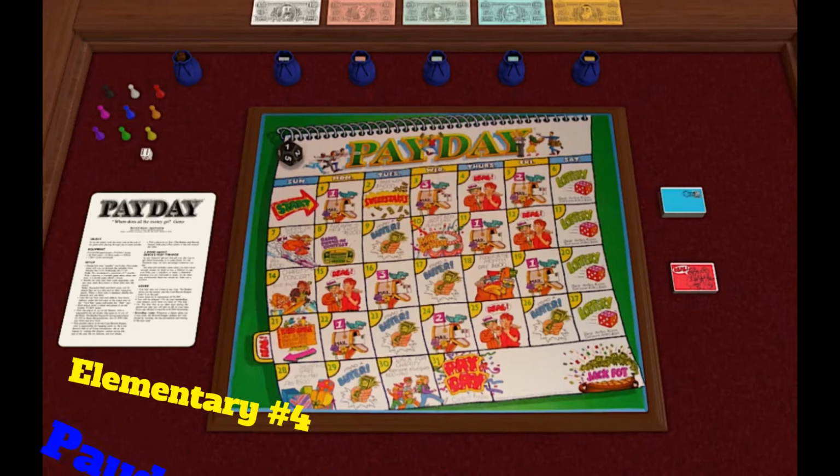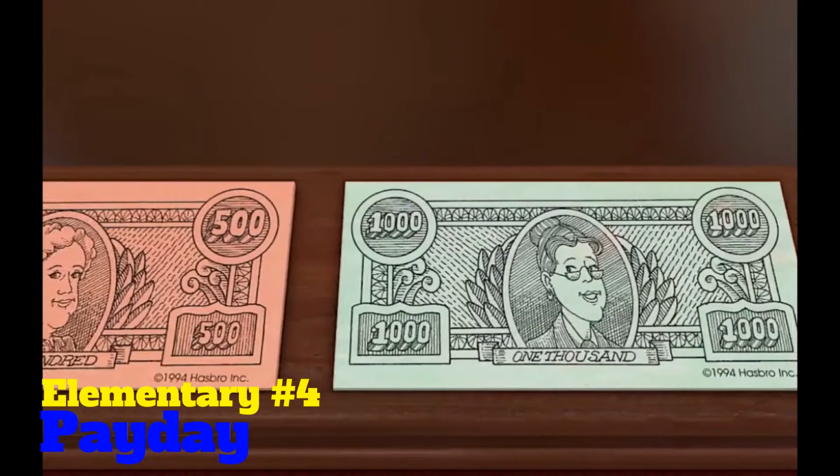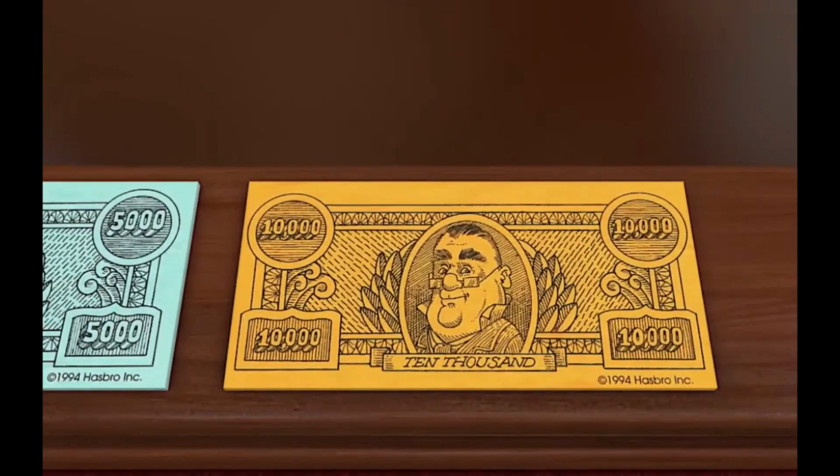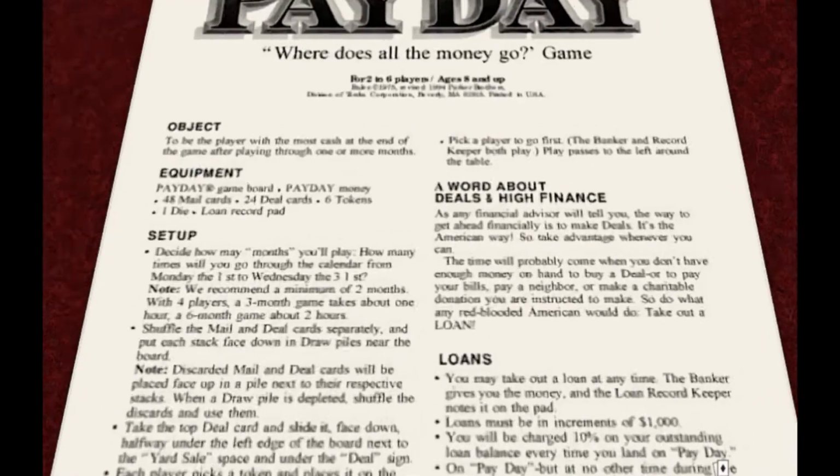Number 4 is Payday. So this is actually a really old game from Hasbro, but sometimes those old games, they stick around for a reason. So in this one, you learn how to budget and you manage your finances on a monthly basis. You're paying loans, bills, expenses, and cash windfalls.